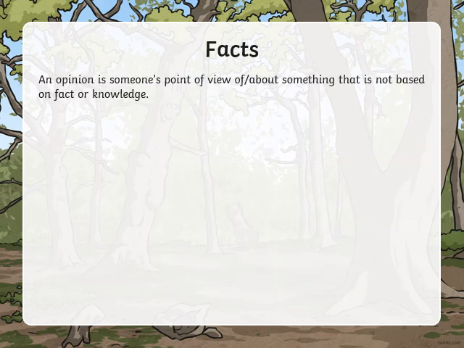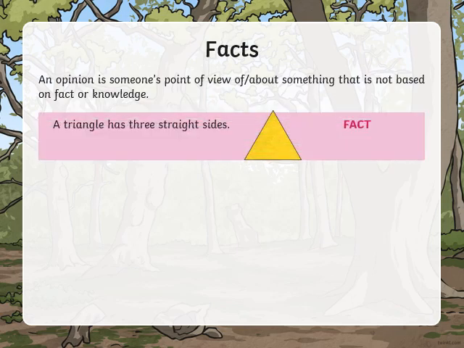On the other hand, we have the opinion. It's someone's point of view about something, not based on fact or knowledge. For example, for the triangle, we said that it has three straight sides. The opinion will be triangles are easy to draw.